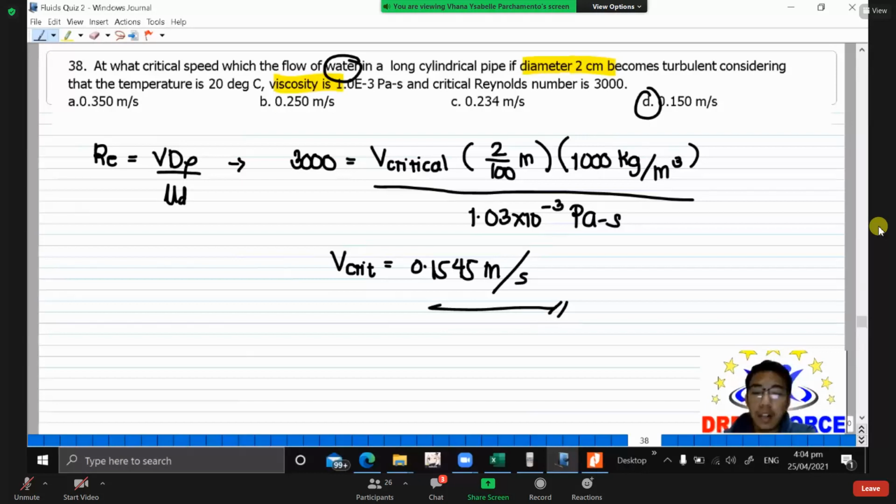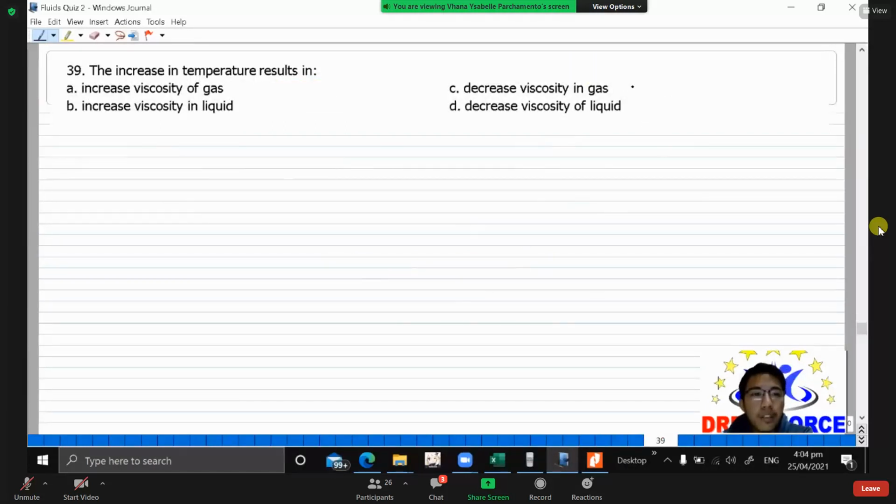Okay, next number tayo, number 39. Okay, screenshot pala to. Okay, the increase in temperature results in increased viscosity of gas or decreased viscosity of liquid. So either A or D is correct. Pag sagot mo is A, tama. Pag D, tama din. So sorry na lang kung sagot mo dito is B or C. Kasi dalawa yung answer dito. Number 39. A or D.